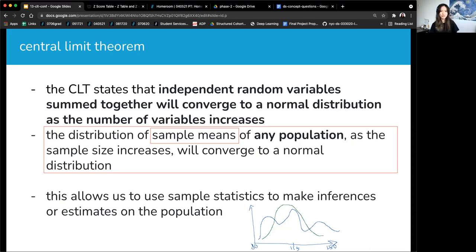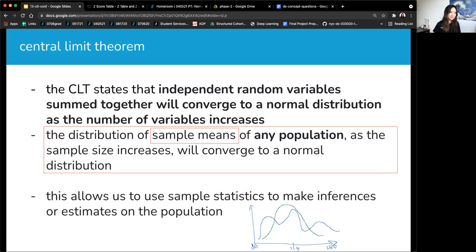So why is this important for data science? This basically allows us to use sample statistics to make inferences or estimates on the population. Again, we were not able to test the IQ of every single person on Earth, but by interviewing groups of 10 people at a time, you get an average of an average, an idea of what IQs might look like.